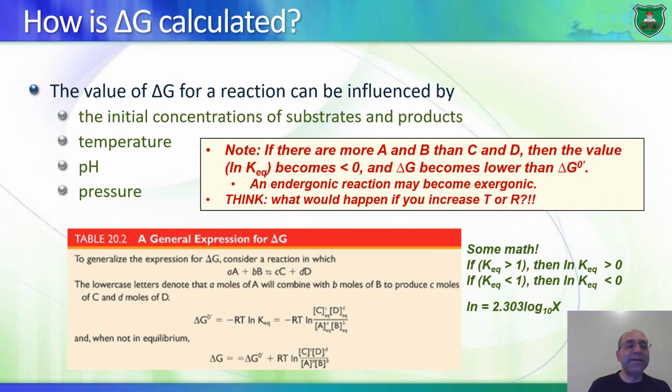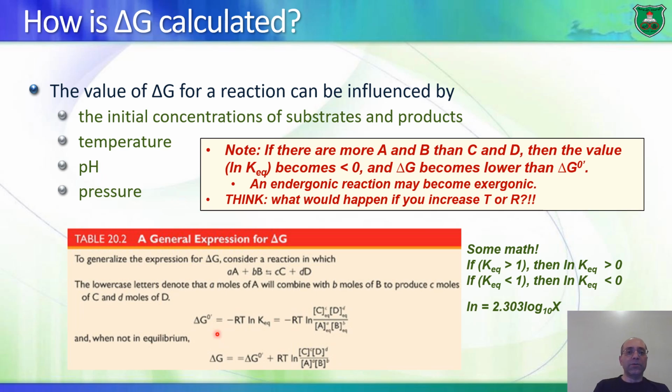So how is delta G of a reaction calculated? Now we're not talking about delta G naught prime. We're talking about the delta G of a reaction at any condition or in any system. Now this delta G is influenced by a number of factors. And these are the initial concentrations of substrates and products, the temperature of the system, the pH, and the pressure. Now we're going to keep pH the same, okay? We're not going to change it. It's going to be 7, so don't worry about it.